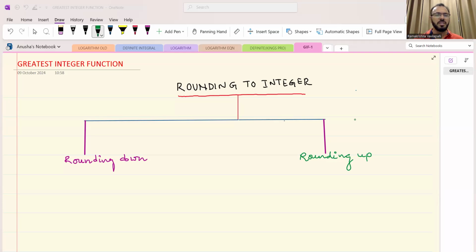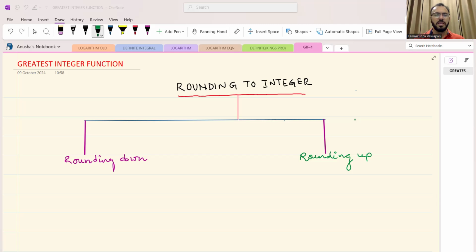Hi everyone. In this video, I'm going to explain a very important concept of calculus known as the greatest integer function. The greatest integer function concept is very, very important in JEE Main as well as JEE Advanced. Whenever the greatest integer function is involved in a question, that question becomes a bit difficult rather than easy.